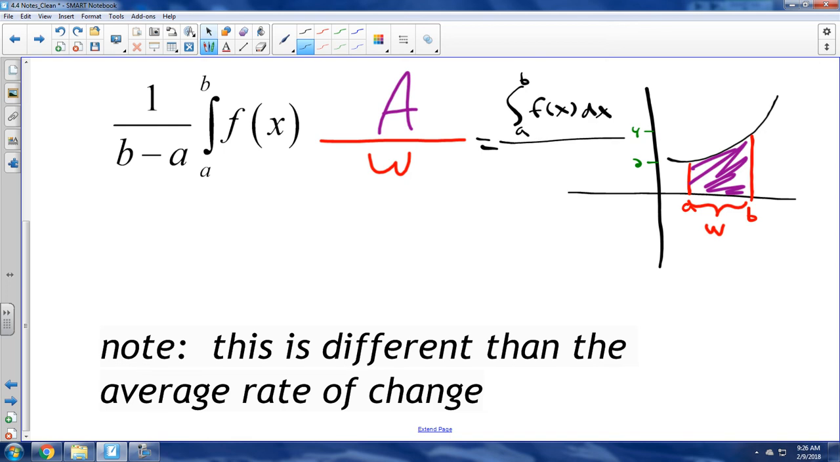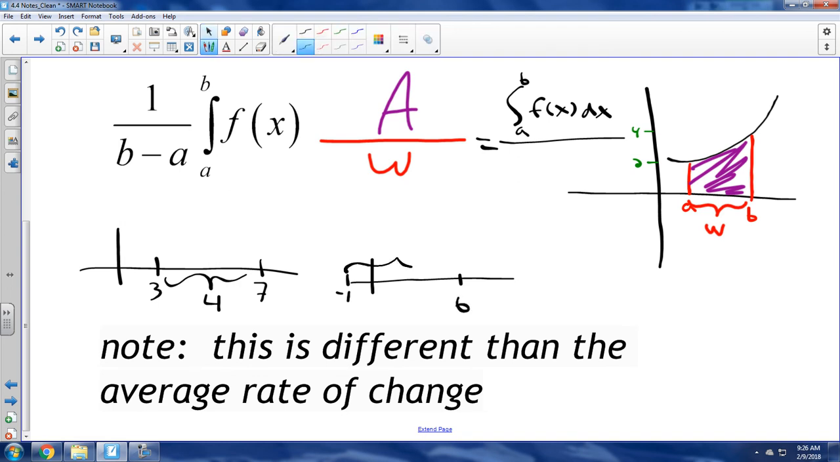What is the width of this region? How do we find out what it is from A to B? We don't know what A and B are, but let's say A was 3 and B was 7. Well, what's the width? 4? Let's say A was -1 and B was 6. What's the width?